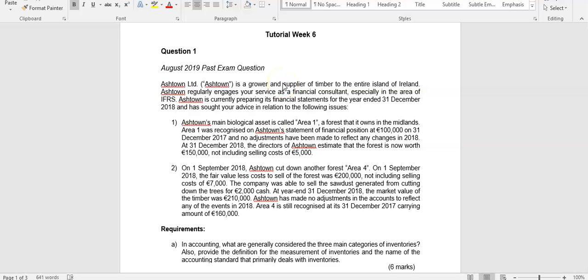In this week's tutorial, we're going to look at two standards that we've covered in class, IAS 2 inventories and IAS 41 agriculture. So I've picked a couple of smaller questions. One of them is a past exam question, just to get a sense of how these areas might come up. And of course, you have a detailed question pack up on your Loop page as well to help you cover this.